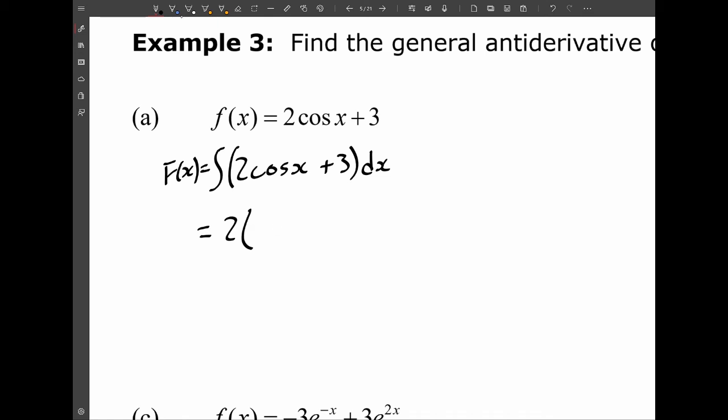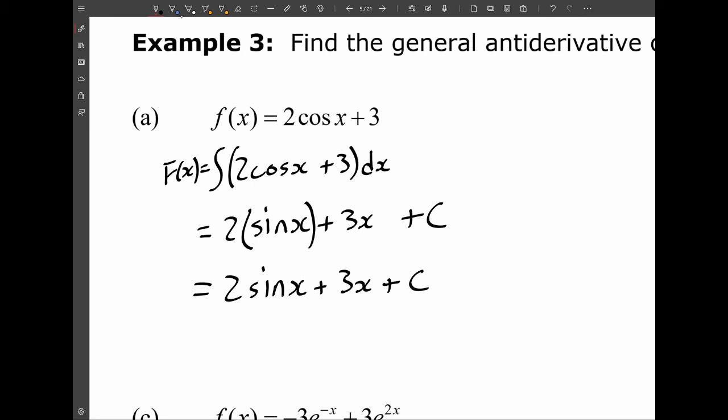Is just cosine of x. 3, 2, 1. We know the antiderivative of cosine of x is just sine x. And the antiderivative of 3 is just 3x. Again, we don't have to worry about the coefficient on the sine x there because it's just going to be 1, so we can ignore that. And then we add c. Oops, that's not supposed to be a bracket. There we go. And what we're left with is 2 sine x plus 3x plus c is our answer.